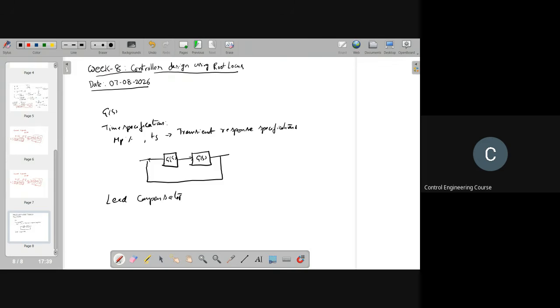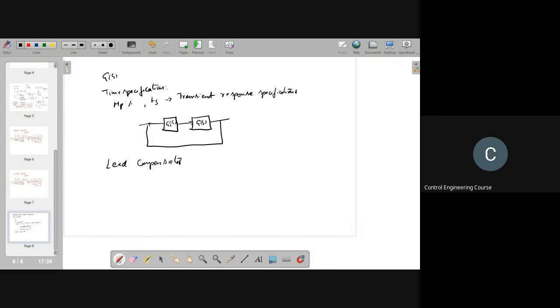So what are the steps? Basically, the first step is you are given a time domain specification. We translate that into a desired pole location Sd. Using the given maximum overshoot, we will calculate zeta from this, and then with zeta and Ts we will calculate omega n, so that we compute the desired pole, which is minus zeta omega n plus or minus j omega n square root of 1 minus zeta square. So this is our dominant pole.